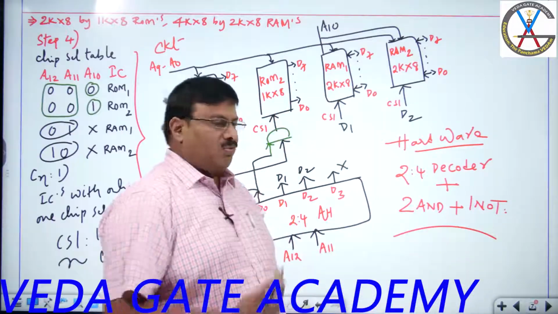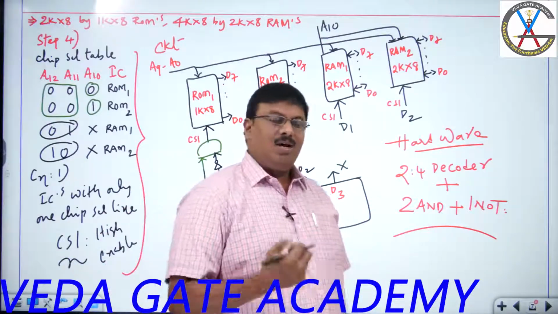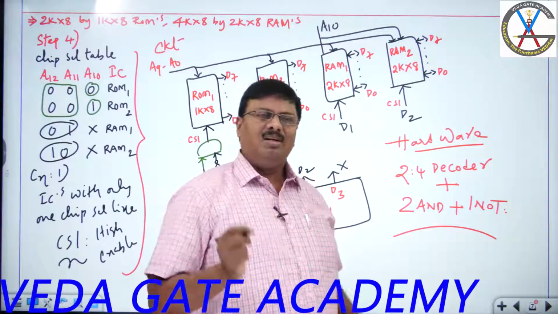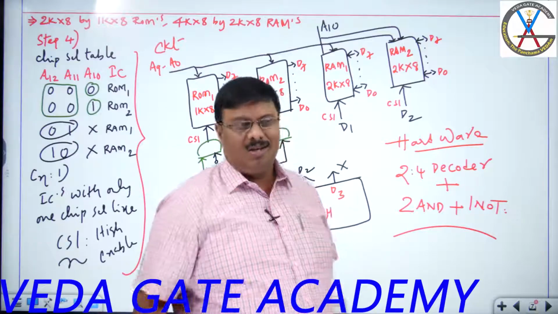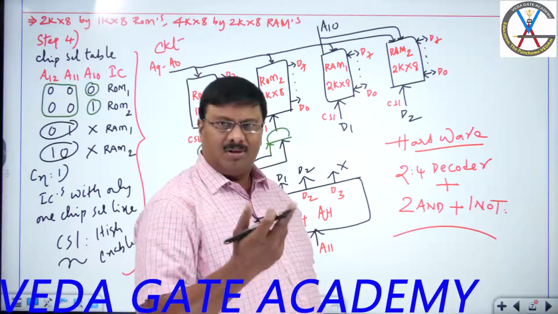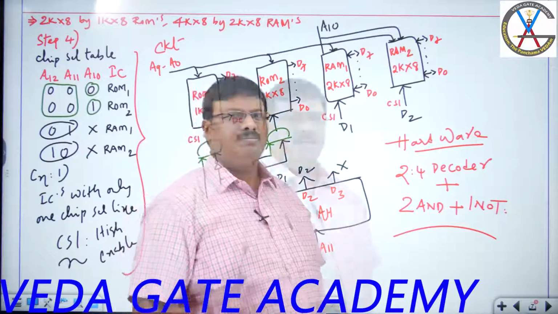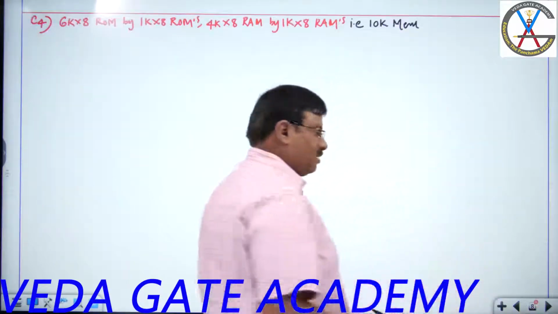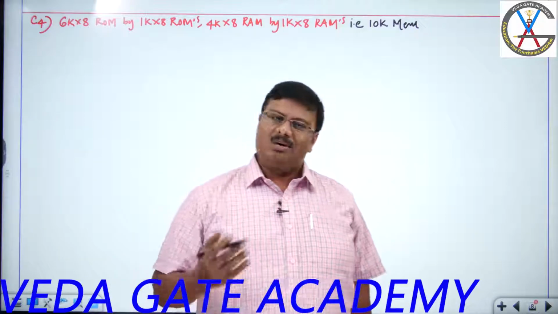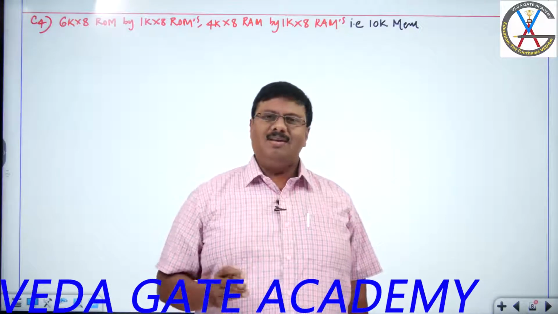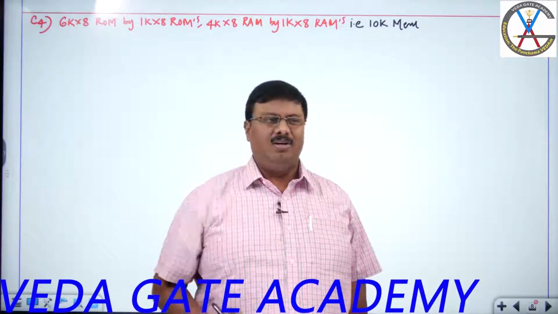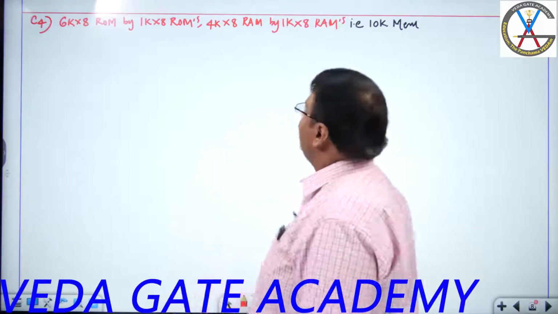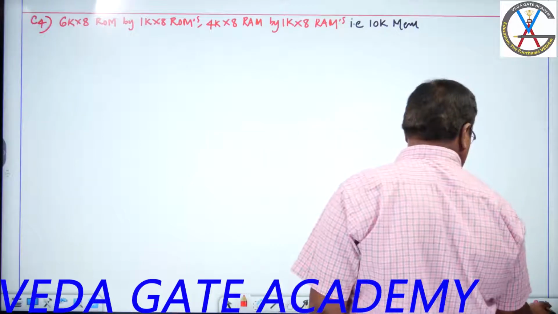Now, in the very next case, let us see how to do this if the ICs have 2 chip enable lines. I repeat, if ICs have 2 chip enable lines, how do we construct the circuit? Previously there was only one select line CS1, but now the same problem, with ICs having 2 chip enable lines. Let's see how we connect.